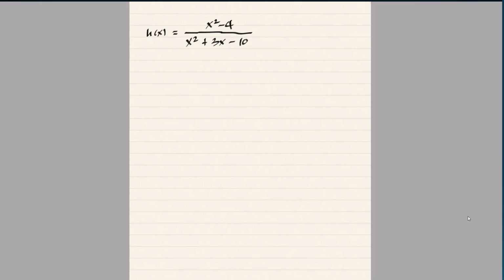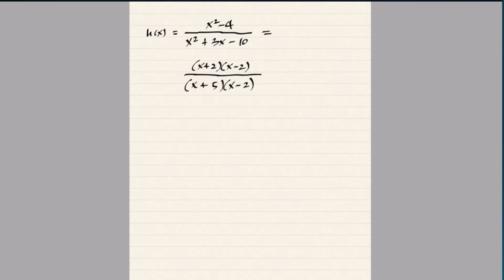So in this case, hopefully you'd notice that both the numerator and denominator can be factored, and so that's the first order of business. We want to get those factored and then take stock of what we've got. So as you can see, the numerator is the difference of squares, and that's going to factor as the quantity x plus 2 times x minus 2.